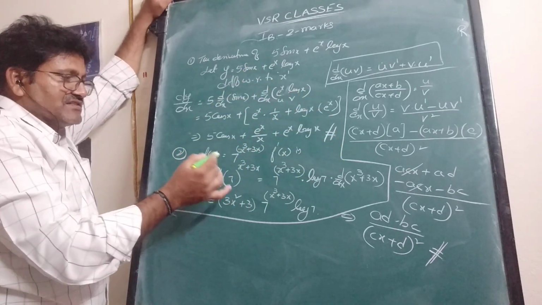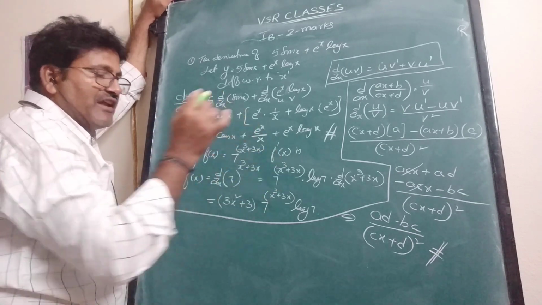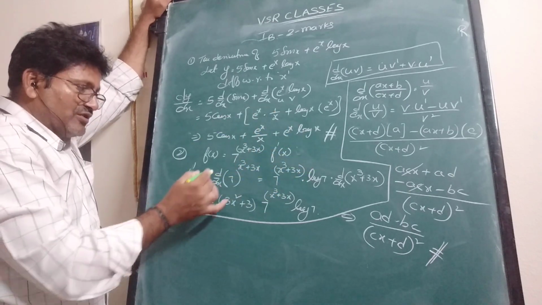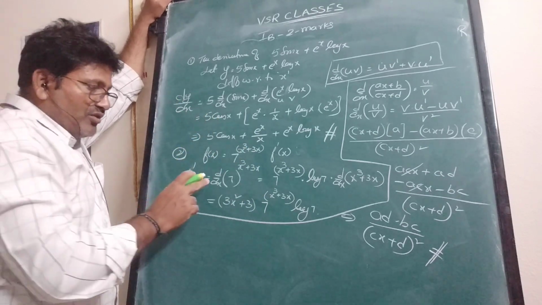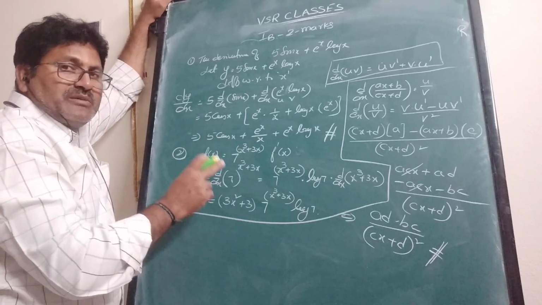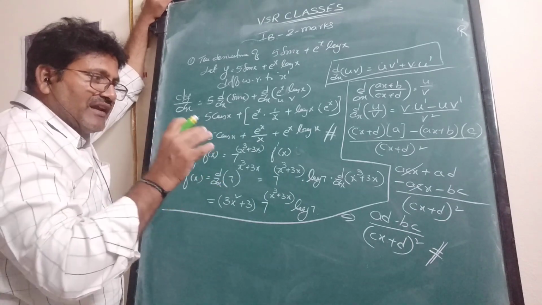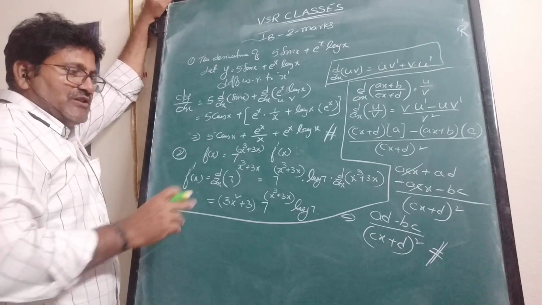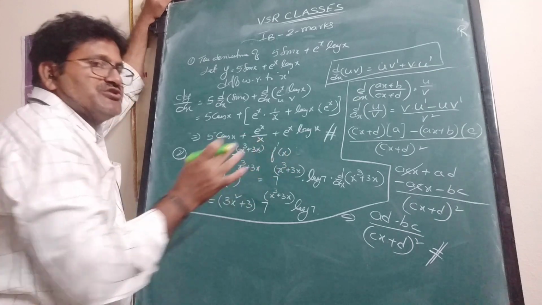Now f of x is given as 7 power x cube plus 3x. We have to find f dash of x. So f dash of x is equal to d by dx of 7 power x cube plus 3x. Now this seems to be in the form of a power x. The derivative of a power x is a power x into log a, to the base e. So for 7 power x cube plus 3x, this we have to assume as x.